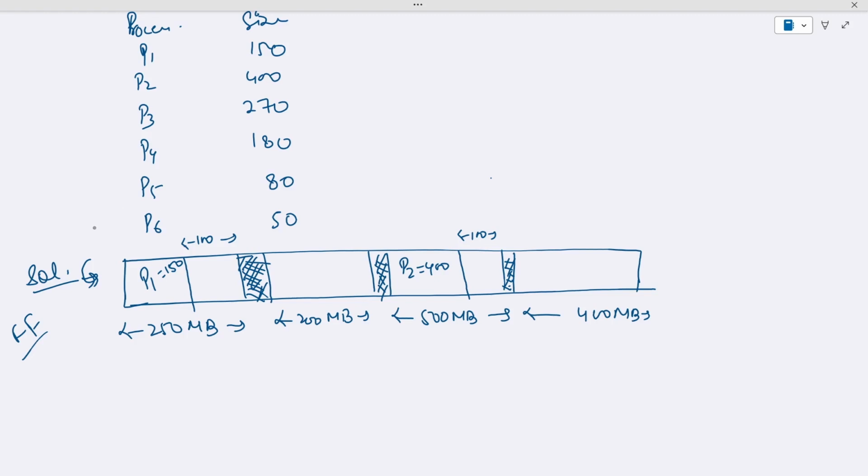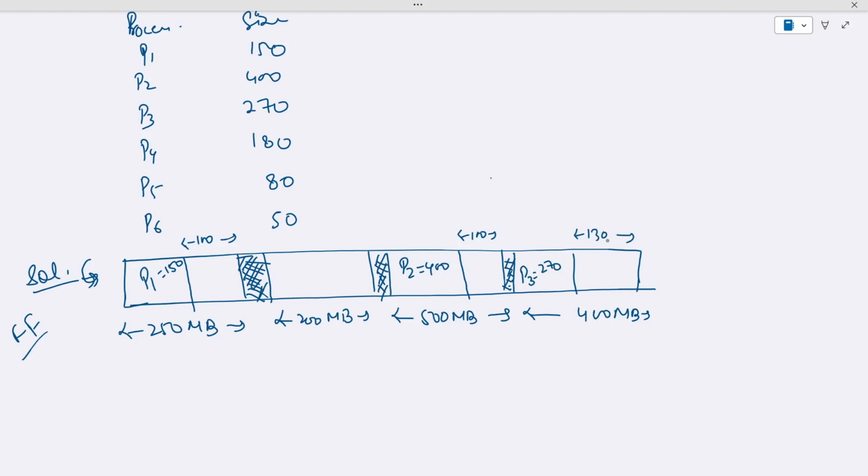Now P3 starts from the starting. 100 MB of space left in this block. Definitely P3 does not occupy this space because P3 needs 270 and we have only 100. In the second space, we cannot, same thing, limited space. P3 needs 270, we have only 200. And the third block, 100 space, P3 needs 270. Definitely we cannot fill this. And now the last block, 400 MB of space, and we have P3 of size 270, so definitely P3 will get this. So 270, P3 will get this block, and the space left is 130 MB.